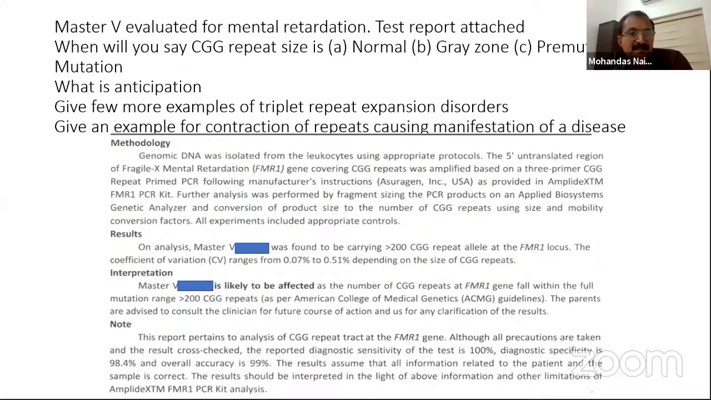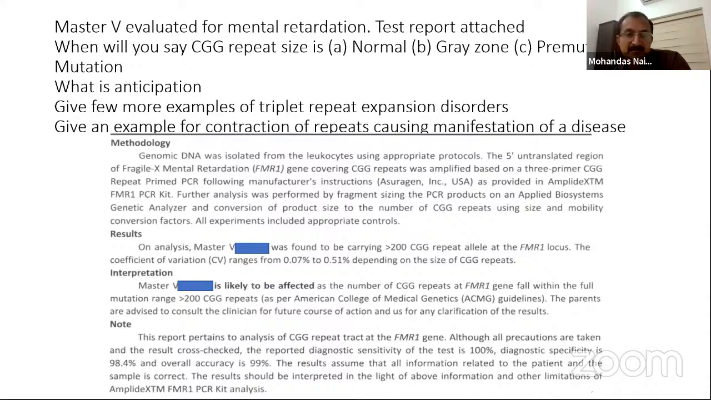So what is anticipation? That we have already mentioned. In successive generations, either the disease manifestation will start earlier, or it will be severe. And this nature is usually seen in conditions with the triplet repeat expansions. Give a few more examples for triplet repeat expansion disorders. We have already discussed about congenital myotonic dystrophy, some of the spinocerebellar ataxias, and give an example for contraction of repeats causing manifestation of a disease.